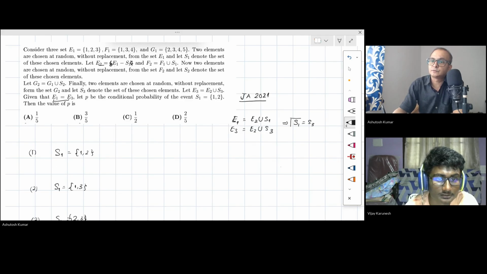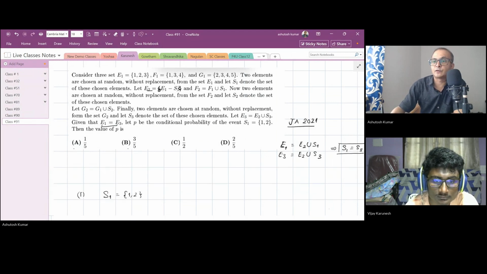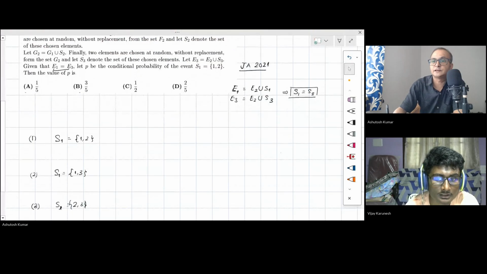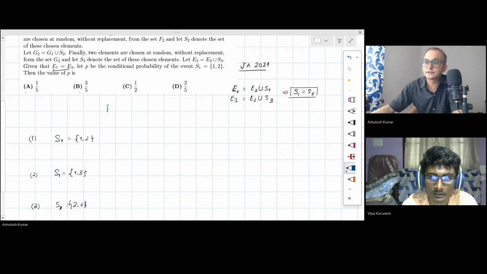Now can you tell me what conditional probability they are asking? S1 is 1, 2, provided or given that E1 is equal to E3. E1 equal to E3 now leads to S1 equal to S3. So can we now conclude that they're asking the conditional probability of what? S1 is equal to S3.